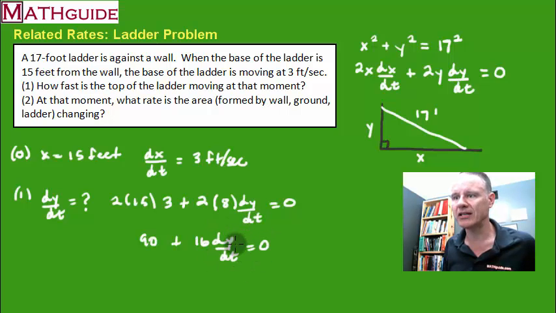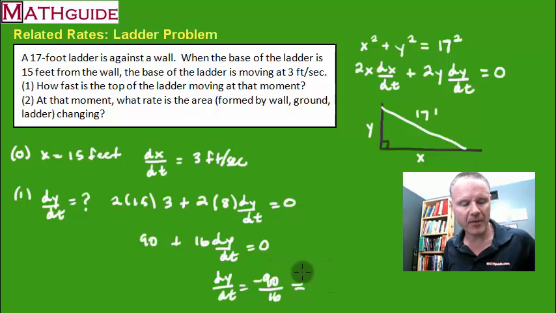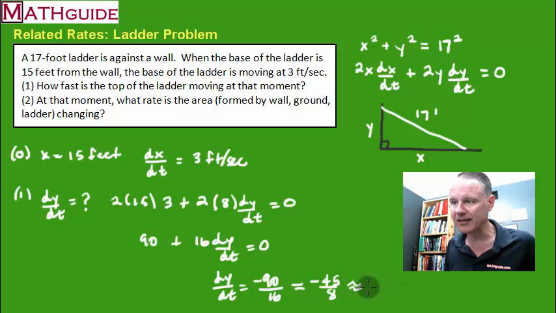Now how am I going to get the dy/dt alone? I'm going to subtract 90 and divide by 16. A little bit of algebra there. I subtract 90 and divide by 16, which is equal to, looking at my handy dandy calculator, negative 45/8. Of course, this is feet per second. This is a rate. Or if you prefer, we could write this as negative 5.625 feet per second.